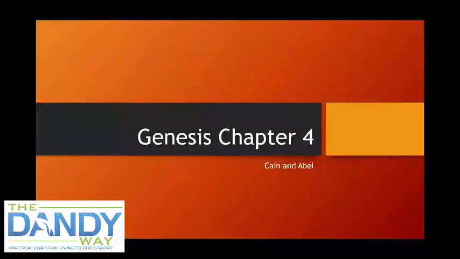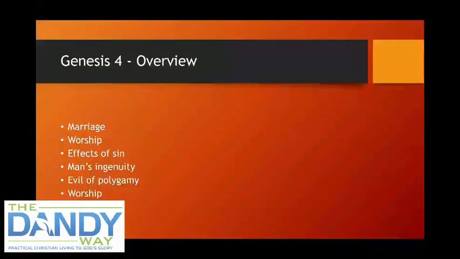So, we start Genesis chapter 4. The main characters of Genesis chapter 4 are Cain and Abel. But Genesis chapter 4 contains much more than just Cain and Abel. If we do a general overview of Genesis chapter 4, we will find out that it deals with the issue of marriage, with worship, and the effect of sin coming into the human race for the first time.